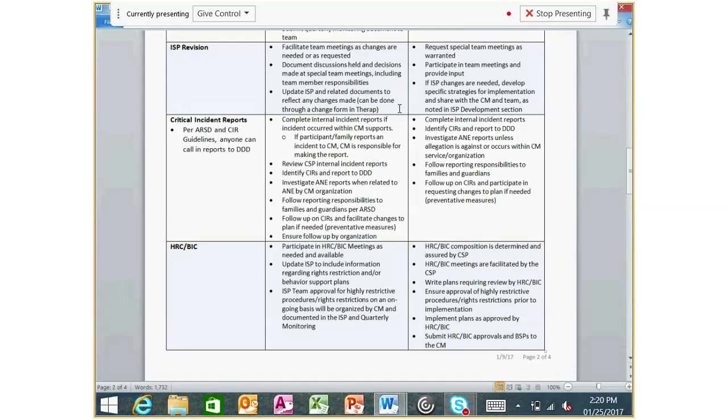The role of the CSP in ISP revision is really, again, just that active engagement and requesting those special team meetings as warranted as issues come up, contacting the case manager to let them know that this might be a good time to pull together and revisit a topic. Then active participation in those team meetings, and if changes to the ISP are needed as a result of those team meetings, to again develop specific strategies for implementation and share those with the case manager and the rest of the team. And that sort of goes back to the ISP development piece that we covered.